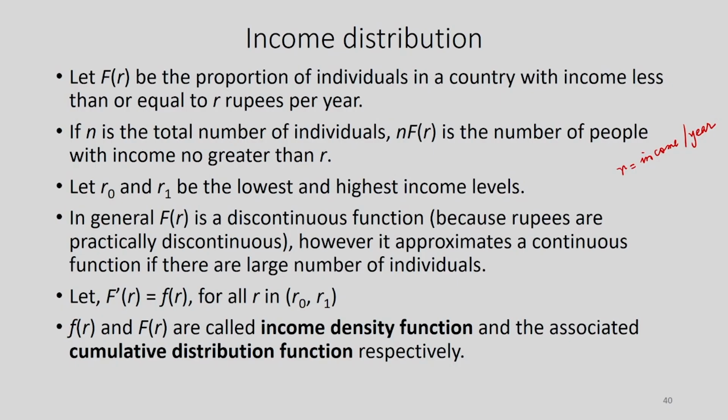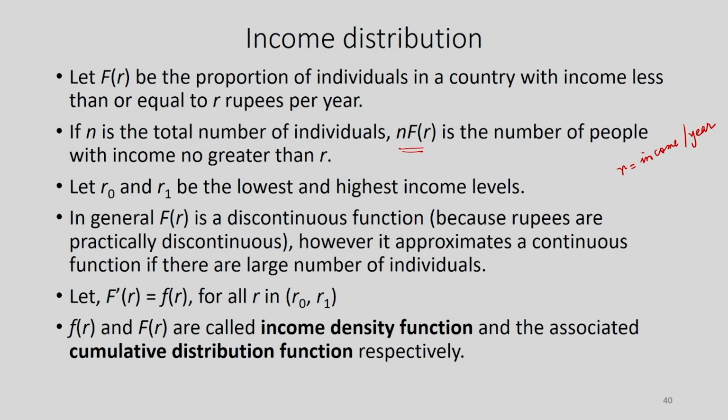Okay. The second point is this: if small n is the total number of individuals, then n multiplied by FR is the number of people with income no greater than R. Okay, so this is the second statement. Let us try to understand this statement in terms of that example I have just given.